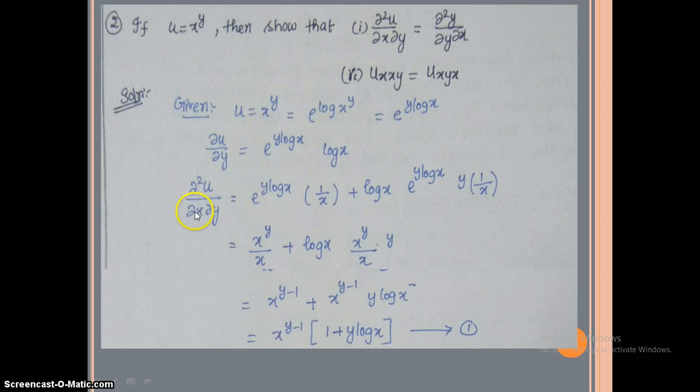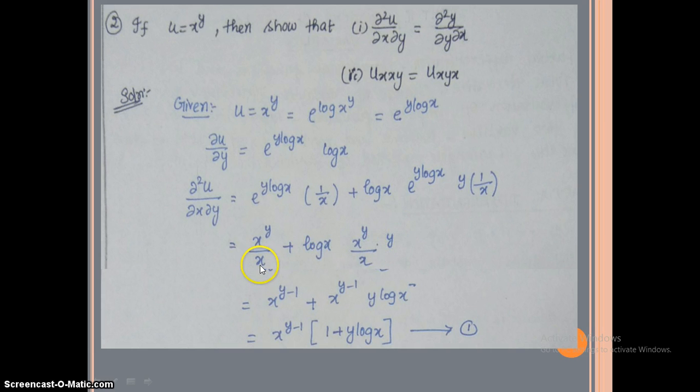So dou square u by dou x dou y equal to, so again with respect to x here, this is a uv form. So first I can fix e power y log x as it is, then differentiation of log x with respect to x means we get 1 by x, plus, so log x I can keep as it is, then differentiation of e power y log x is e power y log x with respect to x means, then y into differentiation of log x is 1 by x. Therefore this can be written as, cancelling e and log, this one is x power y, so x power y divided by x plus log x into, so raising the power here, cancelling log and e, so we get x power y divided by x into y.